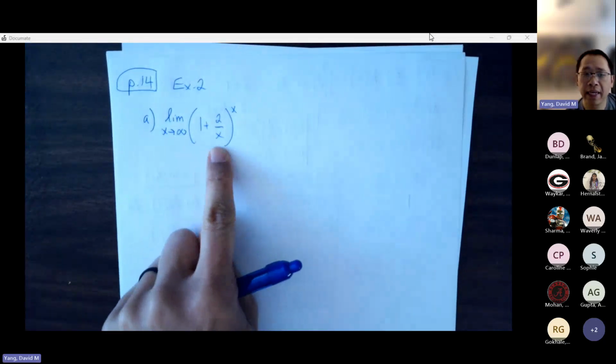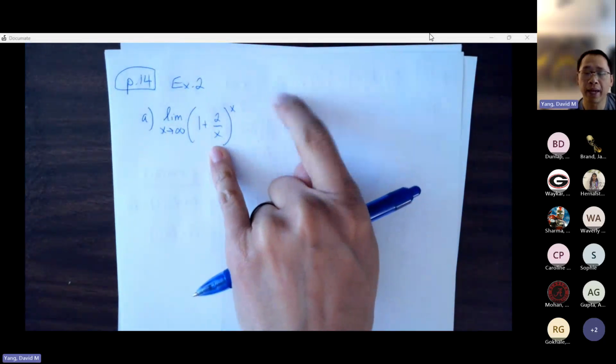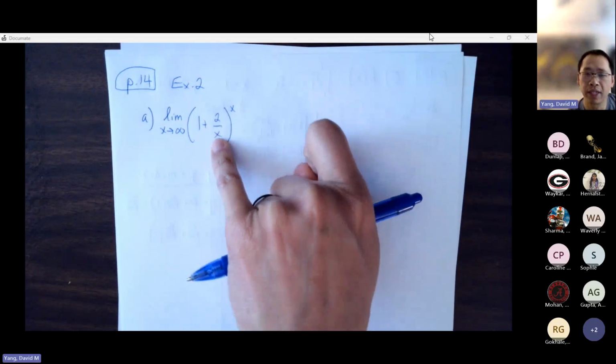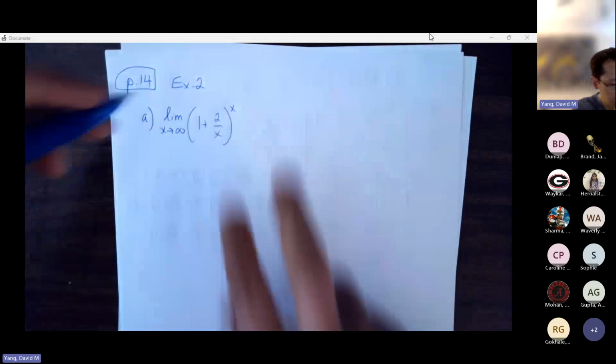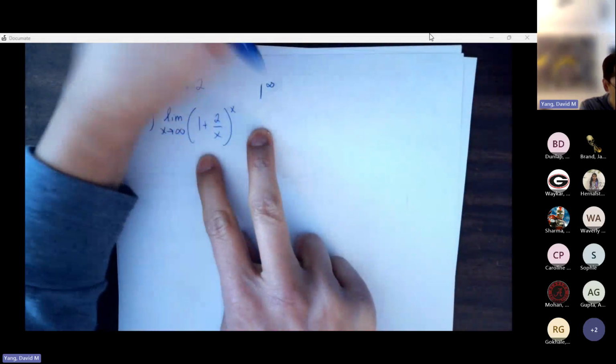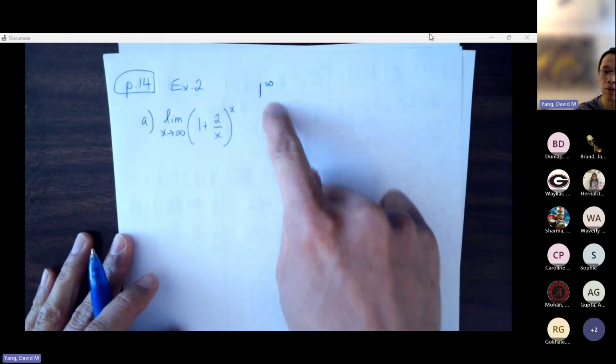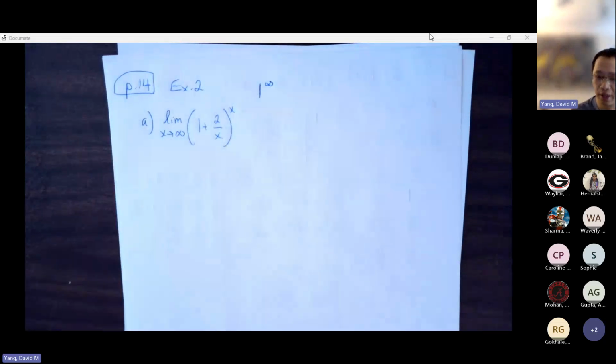Now, if I try to plug infinity into this form, I get 1 plus 2 over infinity, which is 0, right? 2 over infinity is basically 0. So it's 1 raised to infinity. This gets us that strange form that is indeterminate, but we want to do L'Hopital's rule, but it's not quite in the form that we can really apply it.